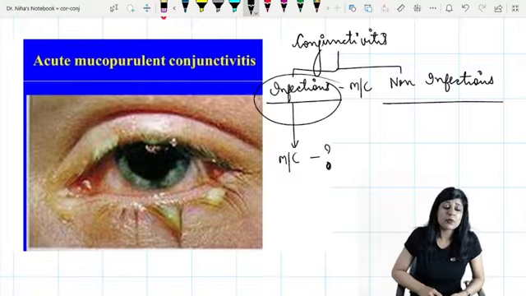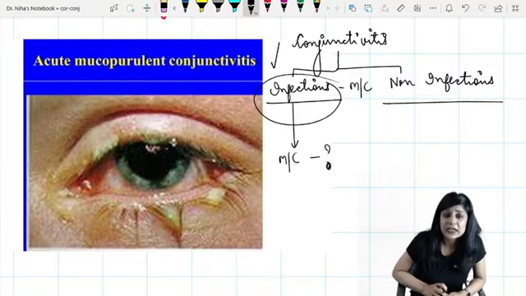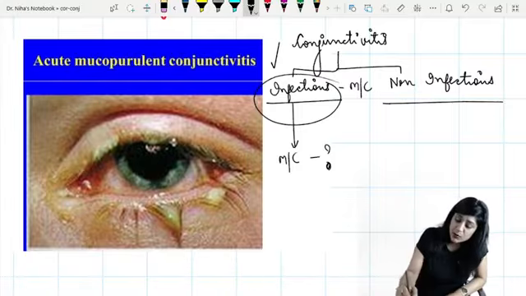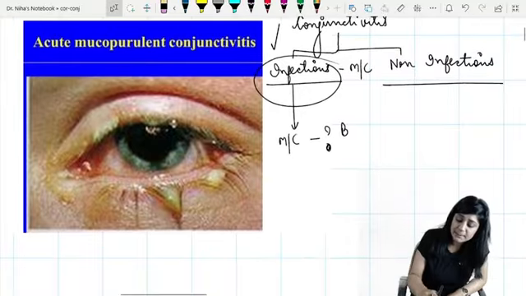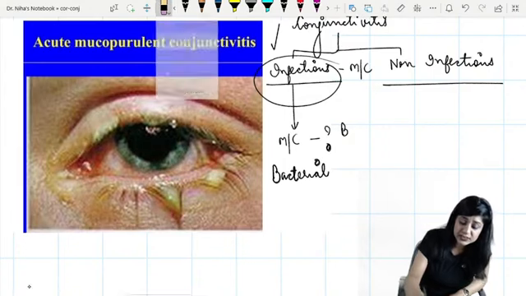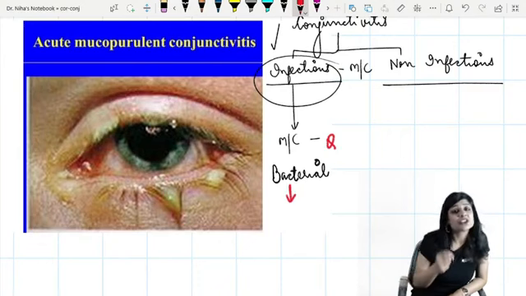Anybody who can tell me what is the most common cause of conjunctivitis? Infectious one. Infectious one is most common. Now what is the most common infection? Most common infection will be the bacterial. So actually it is the bacterial. Another important question. See, these are the little questions that they can ask you. And in the bacteria, which is most common?